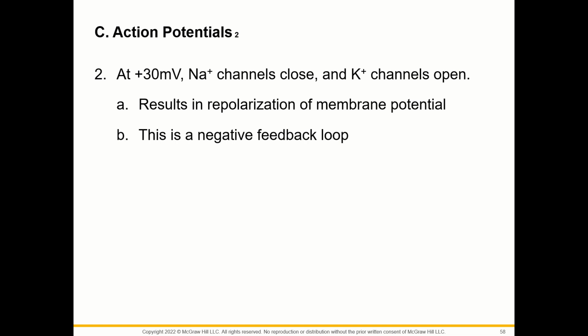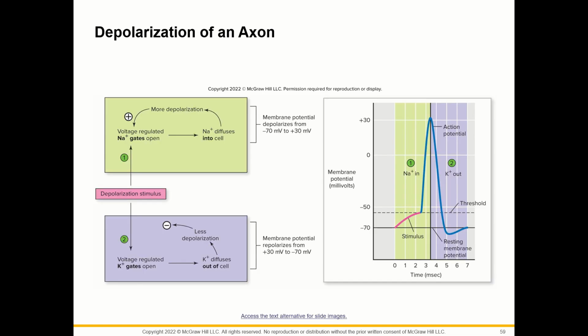So remember, positive feedback loop is going to stimulate the change in the variable, and the negative feedback loop is going to be the opposite. It's going to resist the change in the variable, and it's going to bring us back to our set point, our normal, which is going to be negative 70 millivolt resting potential. Looks like we are at figure 7.13 here.